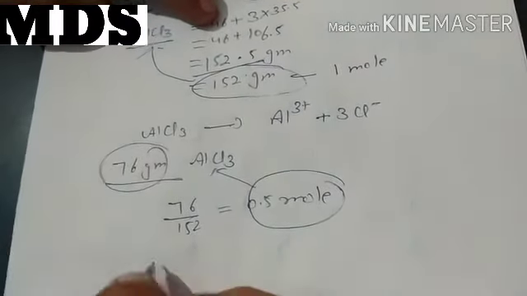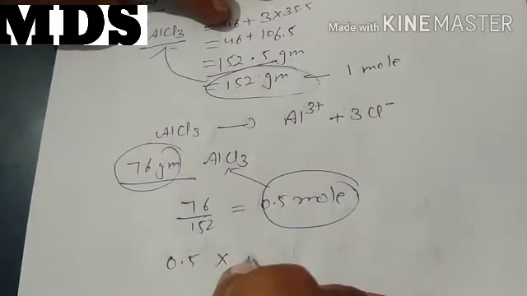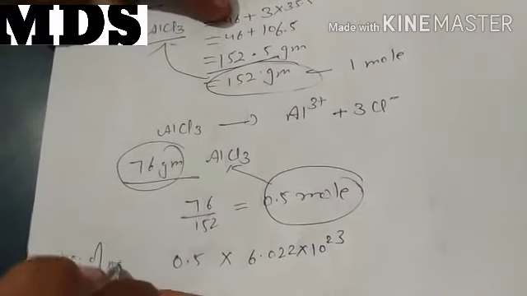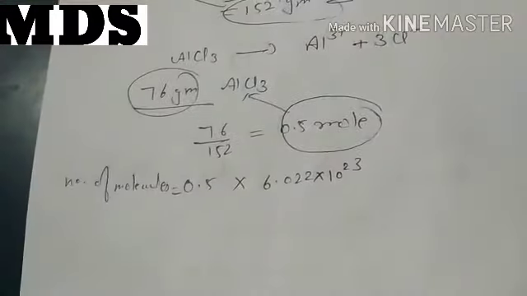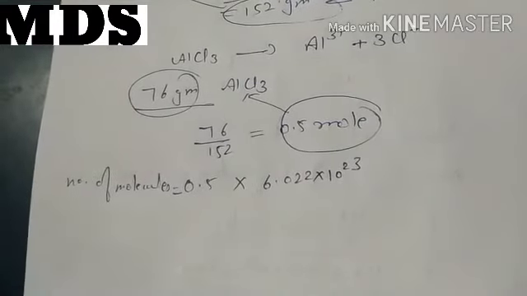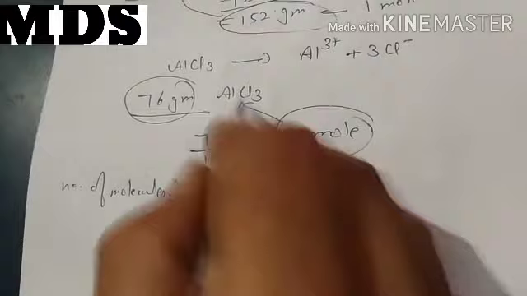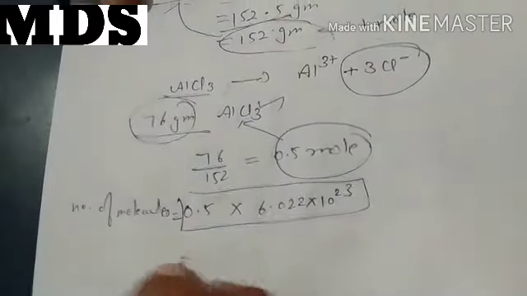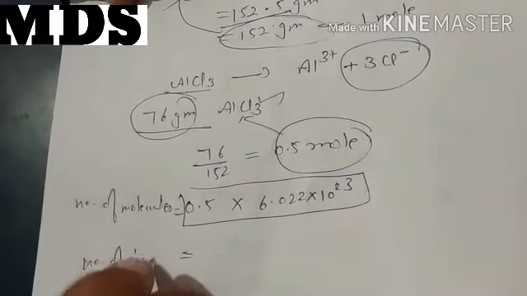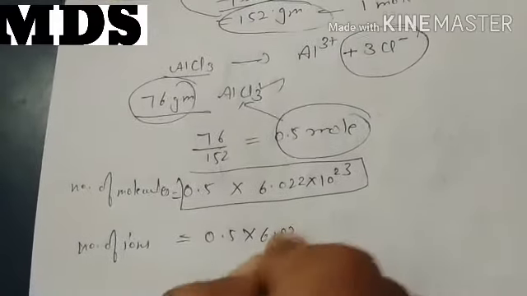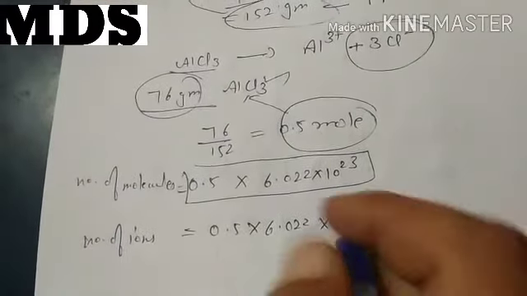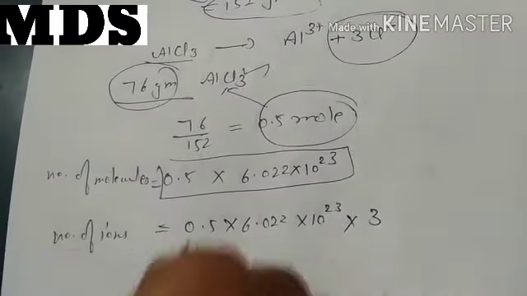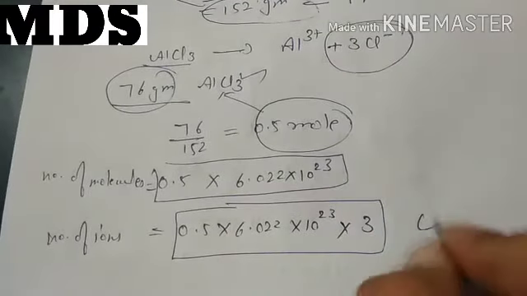So the number of molecules will be 0.5 into 6.022 into 10 raised to power 23 molecules. First we calculate molecules in the case of ions. Now this is the number of molecules of aluminium chloride, but one molecule gives 3 chloride ions. So if you are calculating the number of ions, first get the number of molecules, and then multiply by the number of ions given by the particular molecule, that is 3. So this will be your number of chloride ions.